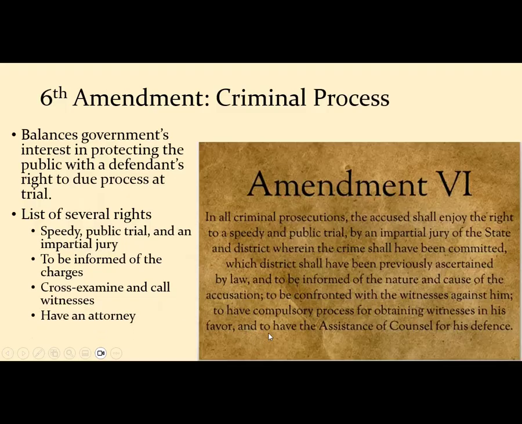The last, the right to have the assistance of counsel for his defense. So this is the right to an attorney, or the right to counsel. The right to counsel is something that has evolved over history, has not always had the same meaning. If you look at the words here for a second, the accused shall enjoy the right to have counsel. So it is not an obvious obligation of the government to provide counsel. It doesn't say that the accused shall enjoy the right to have counsel provided for them. It does not say that.